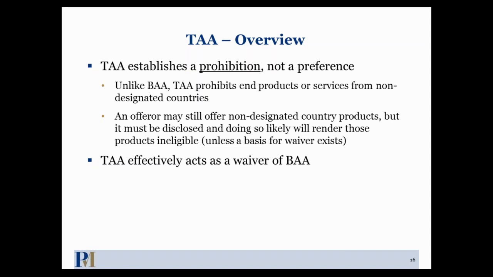So that's a big difference: prohibition versus preference. BAA is a preference. TAA is a prohibition. And the TAA effectively acts as a waiver of the BAA. That's really what the purpose of the TAA was. It was to waive the BAA for purchases over certain dollar thresholds. And the thresholds are based on the type of contract and the country of origin. We're getting some questions about the dollar amount, and we're about to get into that. Thanks.